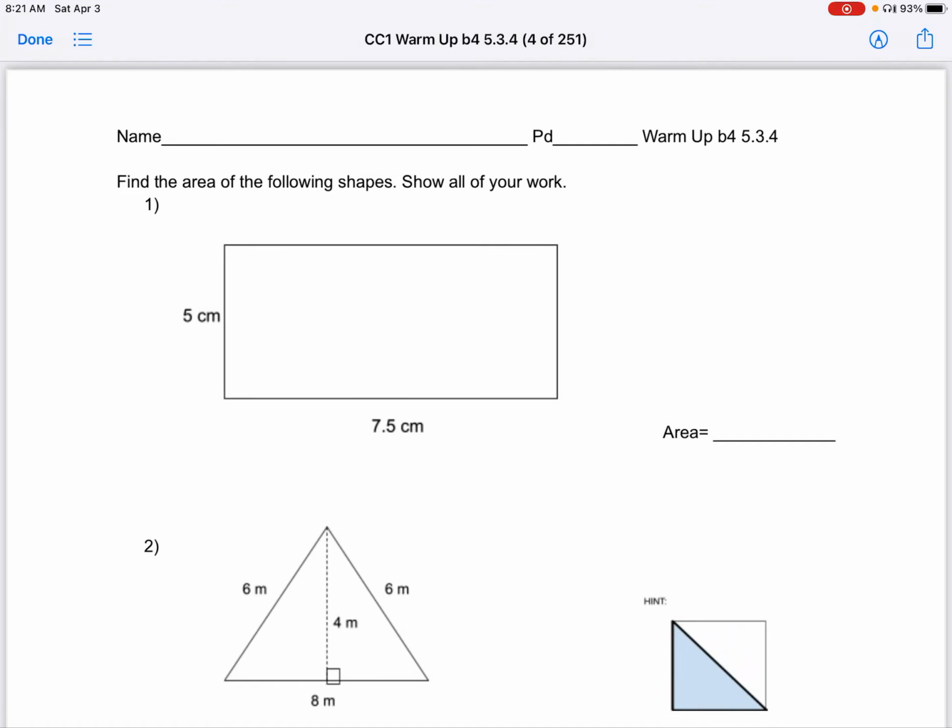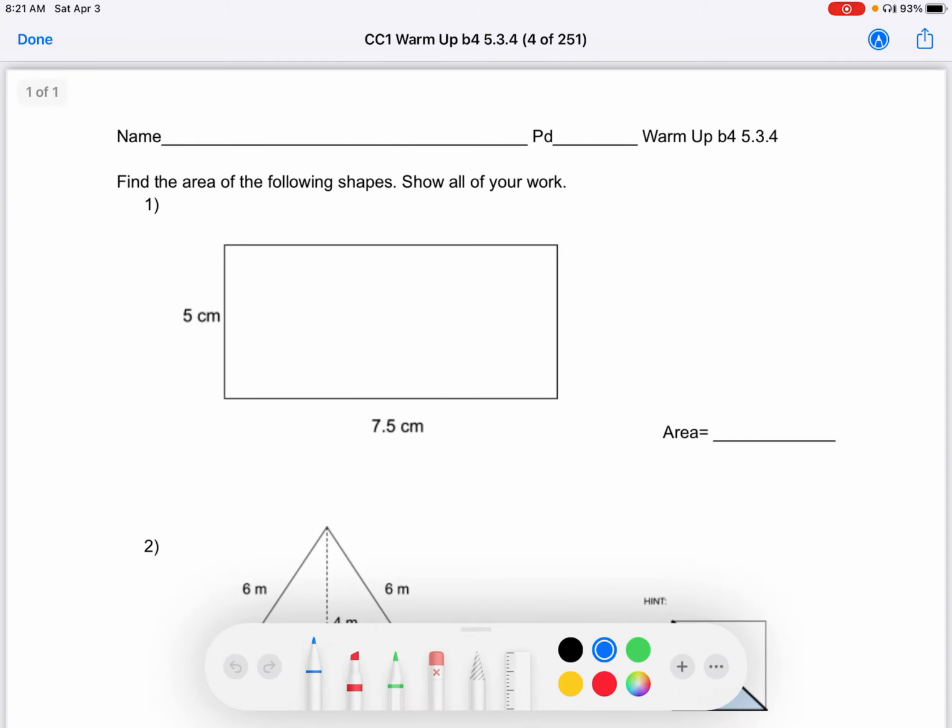Alright, here's the video for 534, and in this video I'm going to quickly go through the warm-up because it's been, what, a week since we've talked about area or anything like that. Probably could even say it's been early, before then, through testing and stuff. So this is the warm-up. You should be able to do this.